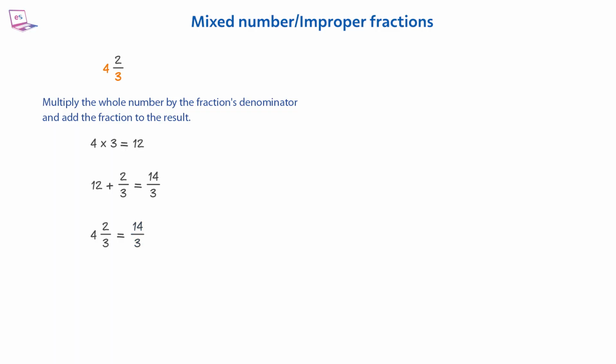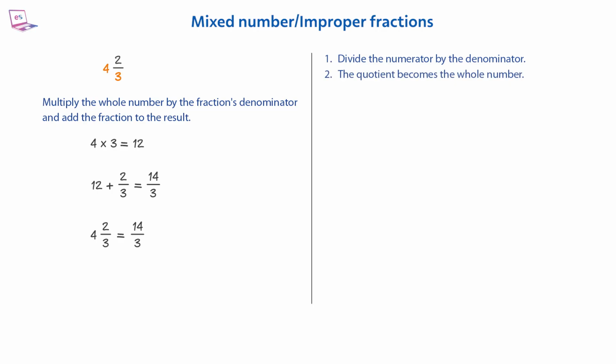Now, let's see how to convert an improper fraction to a mixed number. To convert an improper fraction to a mixed number, you can follow a three-step method. Divide the numerator by the denominator. The quotient becomes the whole number. The remainder becomes the numerator of the fraction, and the denominator stays the same.